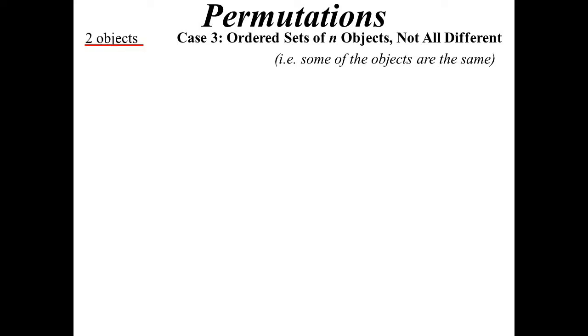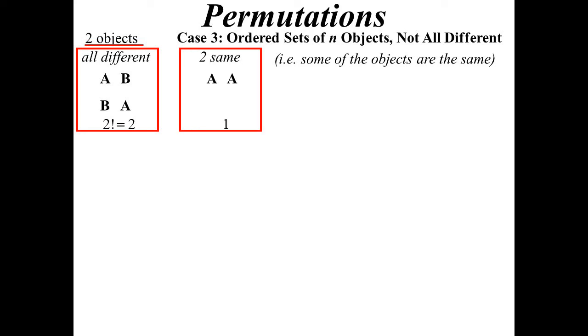We've got 2 objects. If they were all different, then we can see very clearly there's 2 ways of arranging them. Or we would have said 2 factorial ways, which of course is the same as 2. But what happens if they're all the same? Well, now there's only one way of arranging them. So the question becomes, how did I get from 2 to 1?